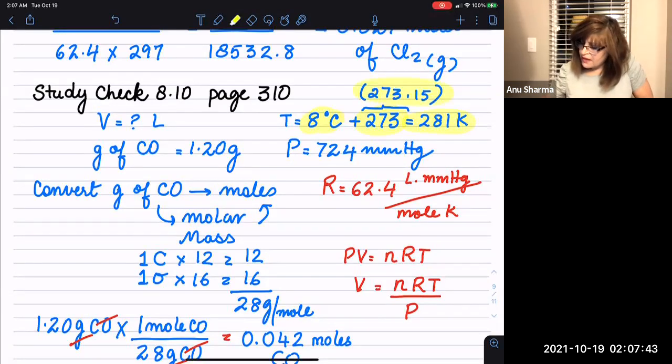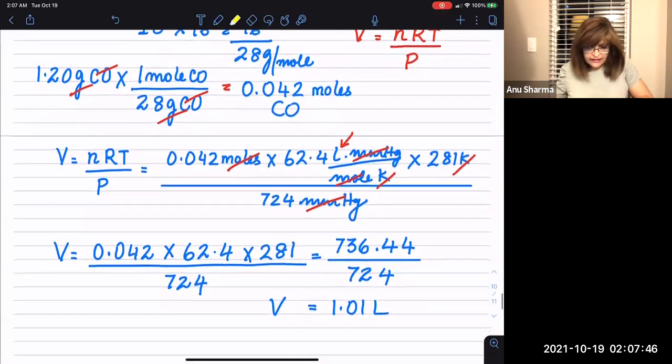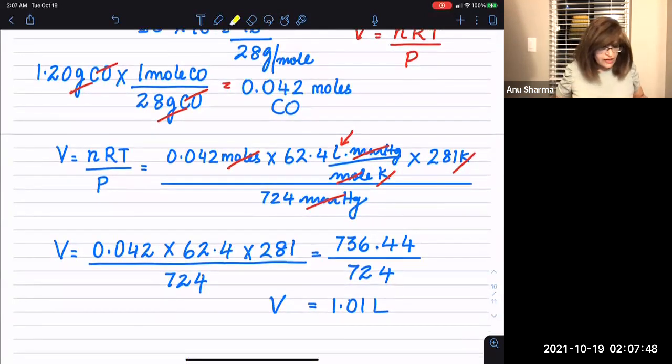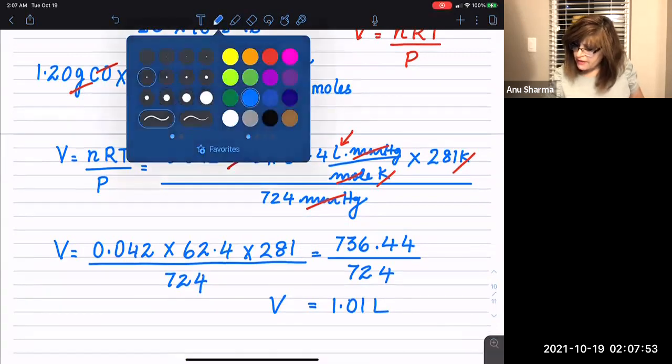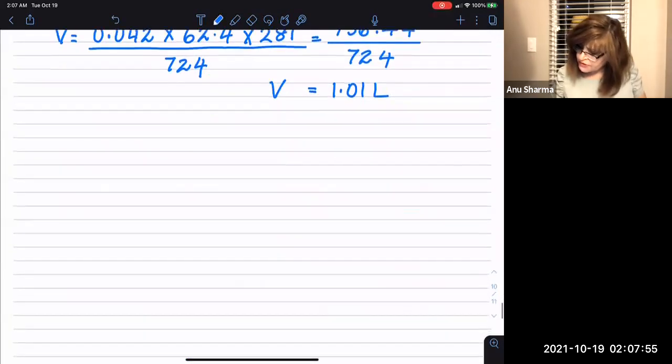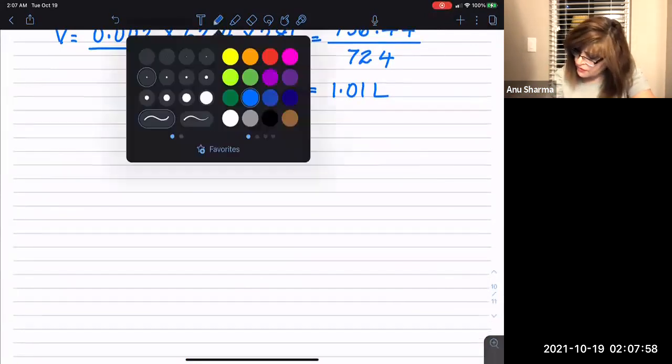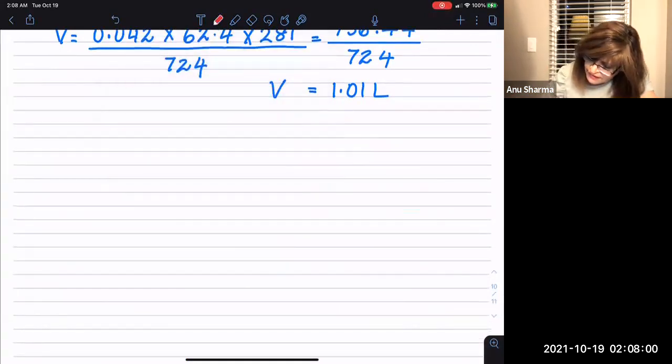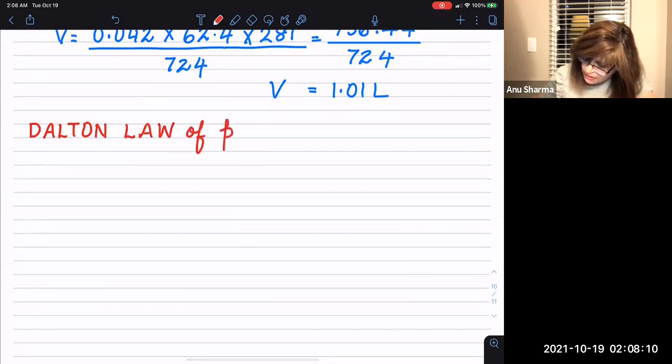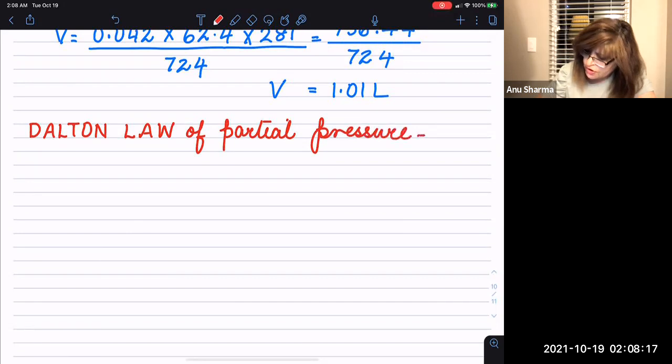Anyways, now we're going to look at gas stoichiometry, and then the last part is Dalton's law of partial pressure. Let me do Dalton's law of partial pressure first, because that's where all these laws are coming from. So let's do this one first. Here is Dalton's law of partial pressure.